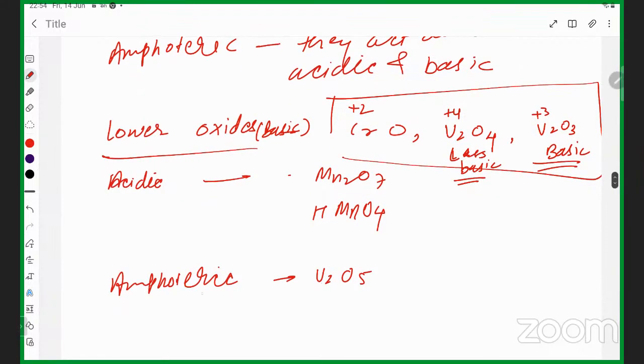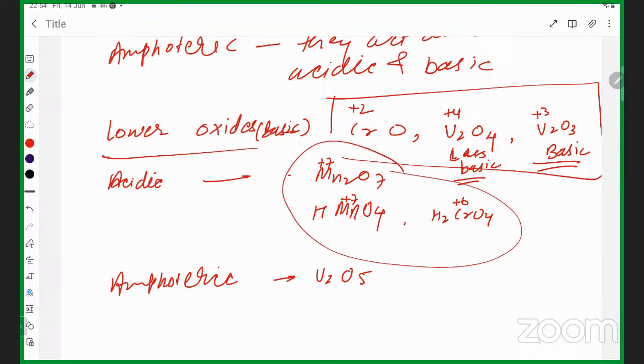Now if I ask you acidic, here you see plus 7 is there, acidic. Now if again you are writing H2CrO4, this is 4 to the 8, 8 minus 2, that is plus 6. They are all going to be acidic, higher oxidation state oxide. But in between, V2O5, plus 5, is between 4 and 7. So this is amphoteric.